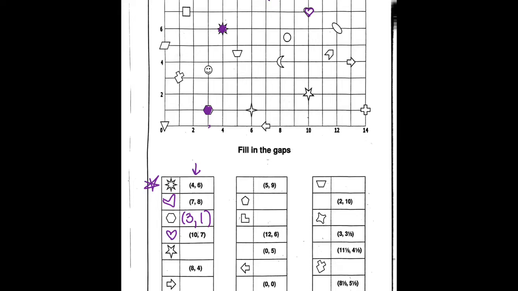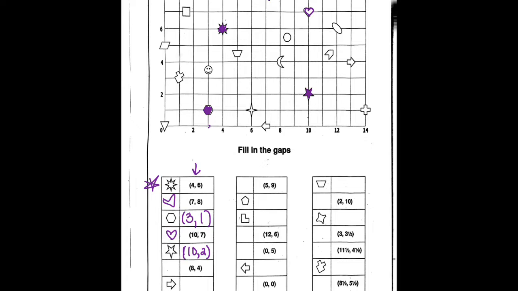All right, next one here, we have a star. We're going to find our star. So if I go over, here's my star. I found it. So I'm going to go over to 10, and I'm going to go up to 2. So my ordered pair is 10, 2.